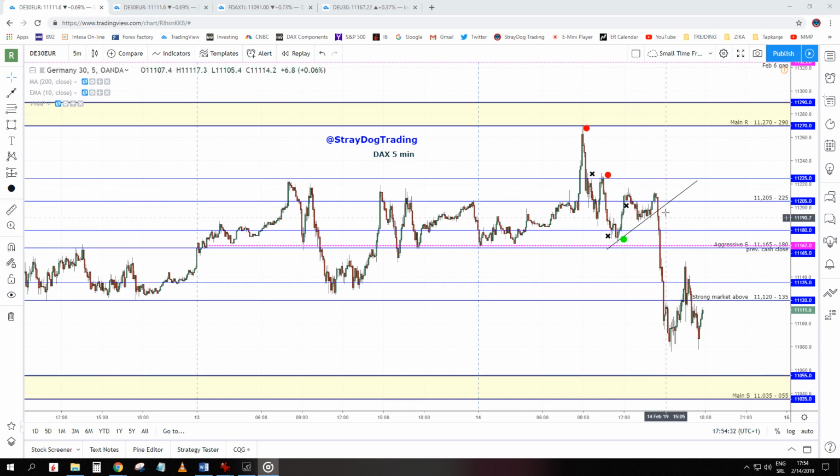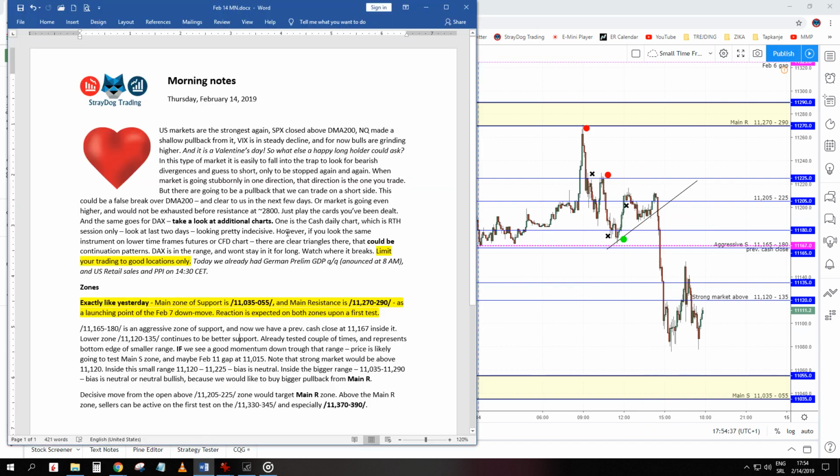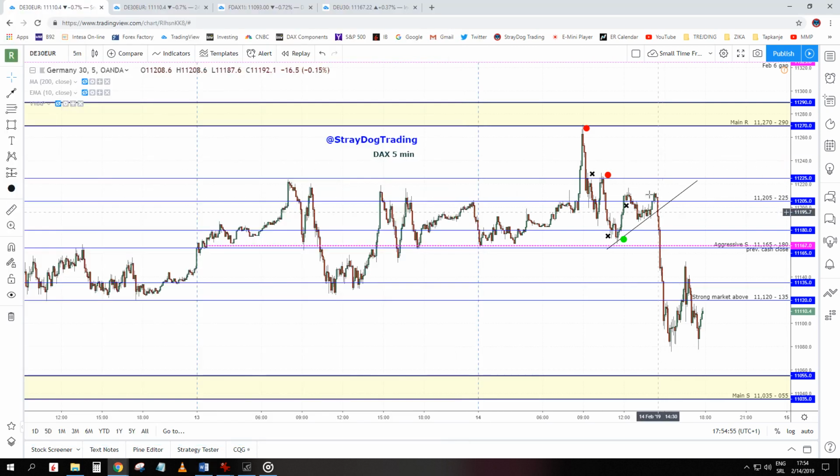Now this time is awfully close to the news that I said we had today: US retail sales and PPI at 2:30 Central European time. So this is this time. This move was a news-driven move. This was some bad news here, and the US market went down and pulled DAX with it.